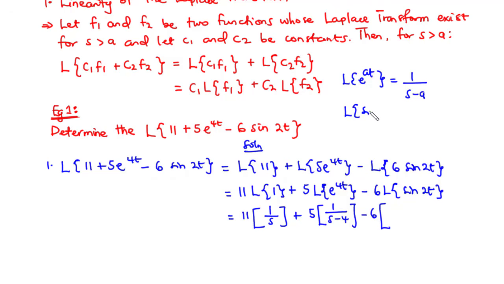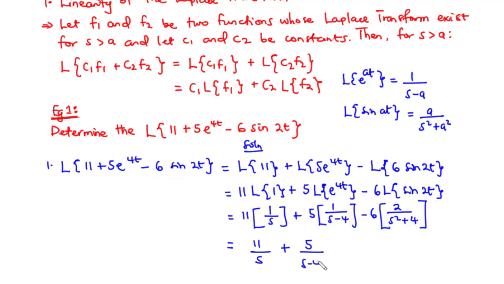the Laplace transform of sine at, we know is equal to a divided by s squared plus a squared. In this case we have a to be 2, so that is 2 divided by s squared plus 2 squared. Now 2 squared is equal to 4. So finally we are going to multiply the constants across. So we have 11 over s plus 5 times 1, 5 over s minus 4, and then minus 6 times 2, we have 12 over s squared plus 4.